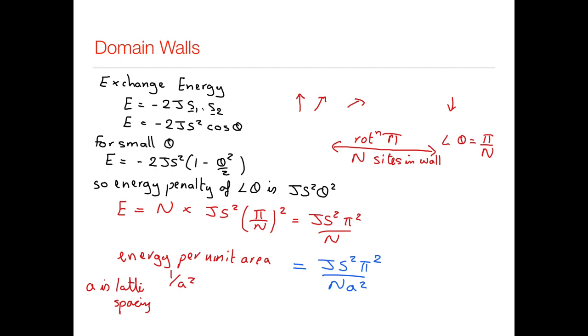So how could we lower this? Well, we could make n as big as we liked. So if it was just down to exchange, we would have a wall that just spans the whole magnetic sample. In fact, we wouldn't have any domains at all. That's just putting in the exchange energy. So now we need to move and look at the anisotropy.